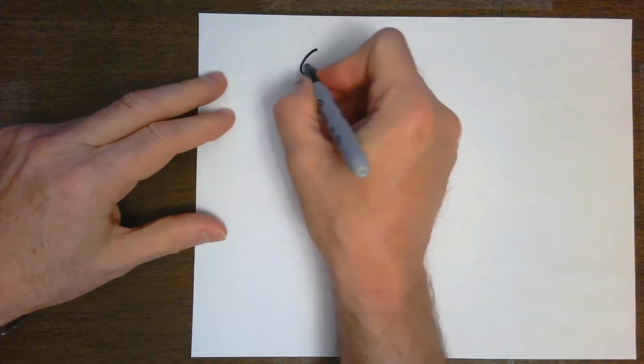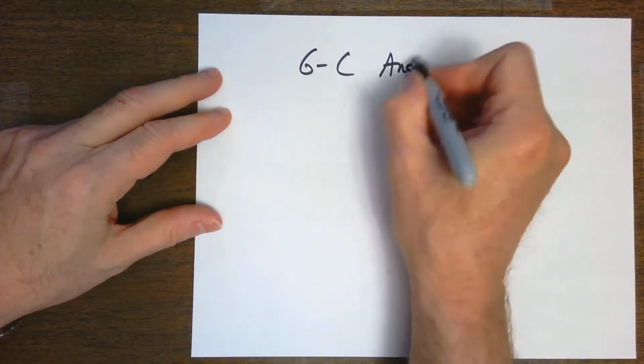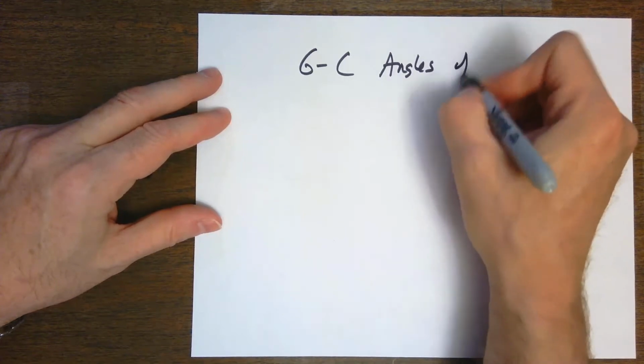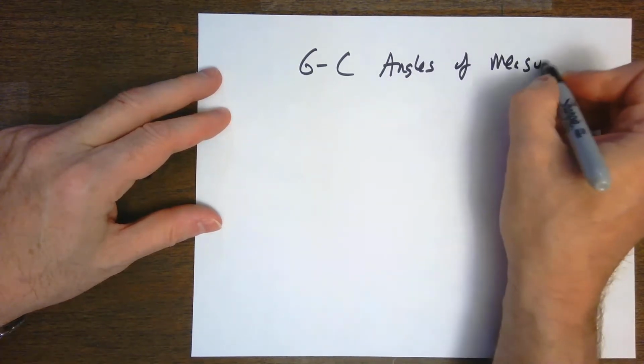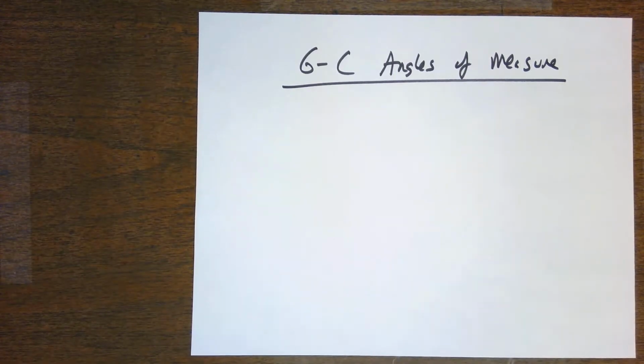Good morning, IB Math. We're moving on to 6C, and right now we're going to talk about angles of measures. Now, we're used to doing everything in 360 degrees, but we're going to introduce the idea of radians in a moment, and you should have seen that.